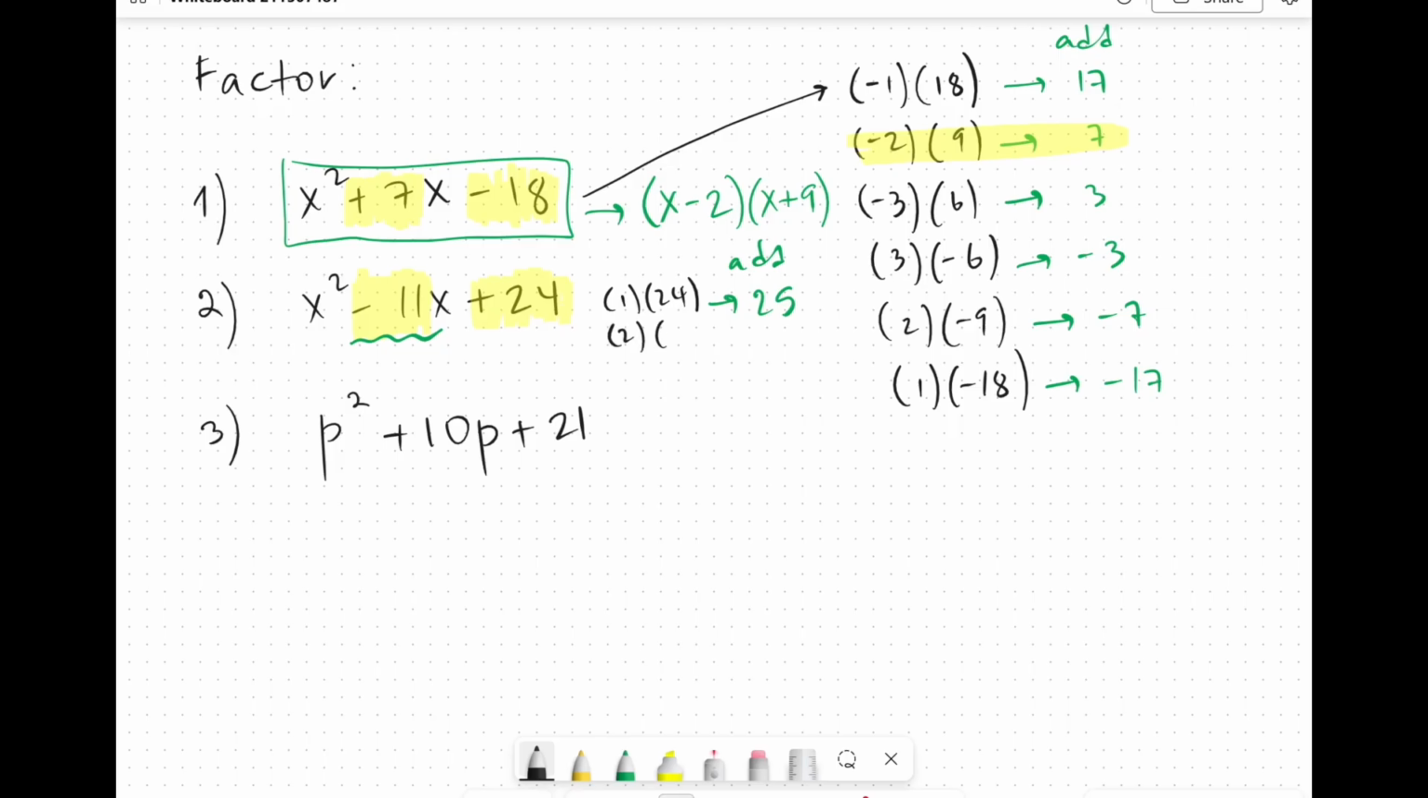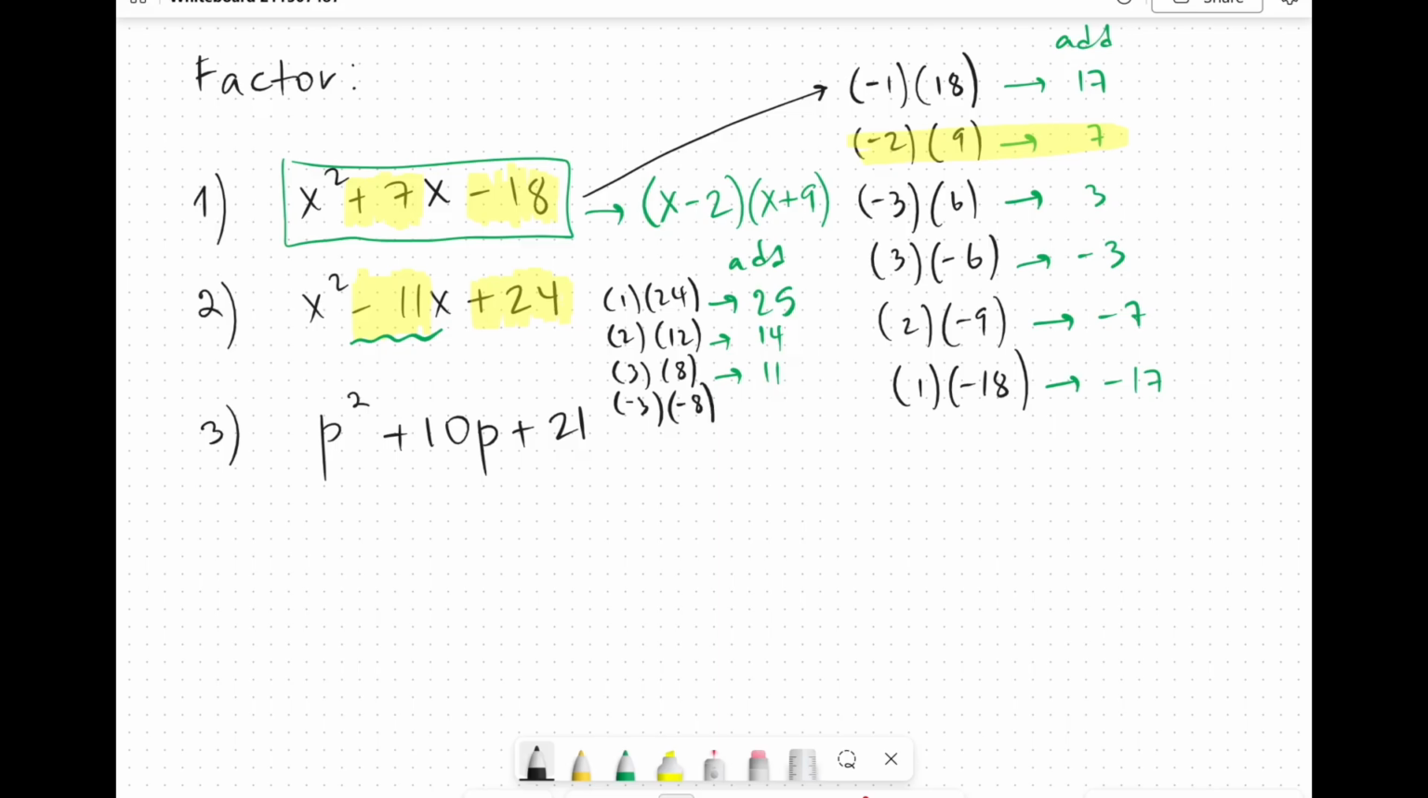2 and 12 would be another option. And if you add those, you get 14. Again, not a negative 11. 3 and 8. Well, 3 and 8, if you add them, you get a positive 11. So we are close, but our 11 is negative. The trick to make the numbers still multiply to a positive 24, this number here, but add to a negative, would be to make the 3 negative and the 8 also negative.